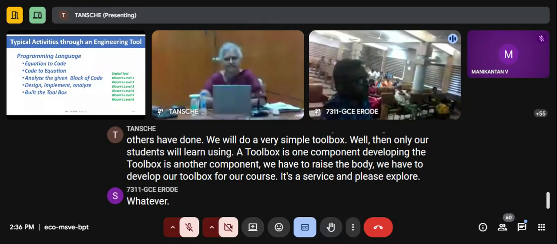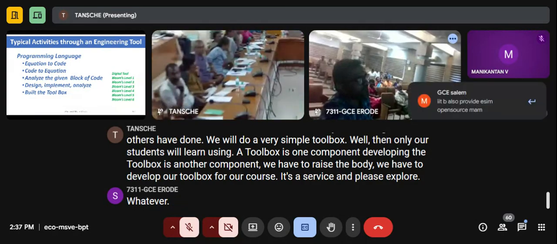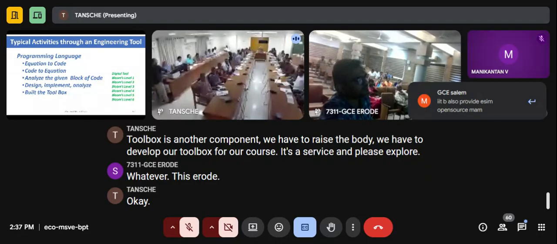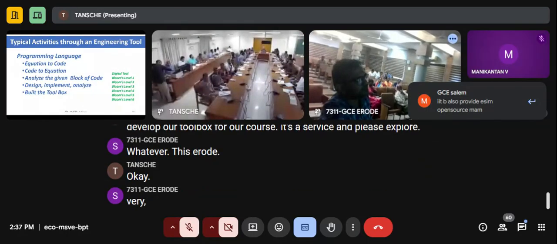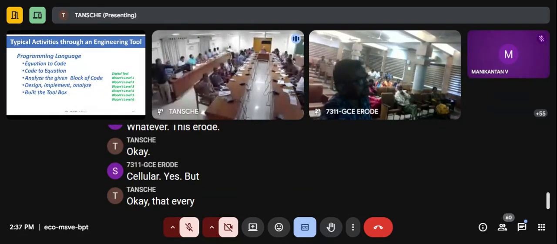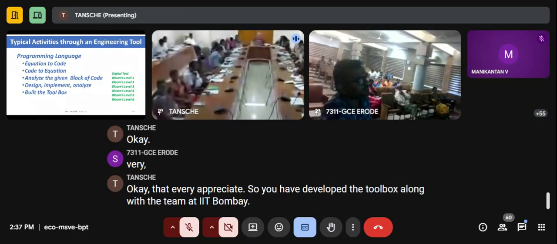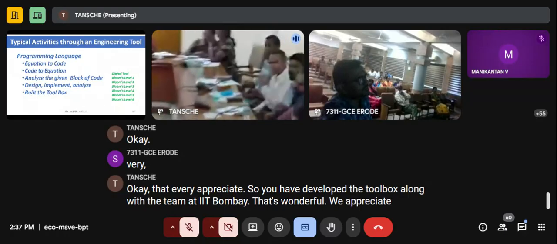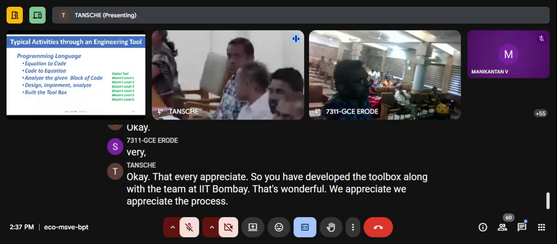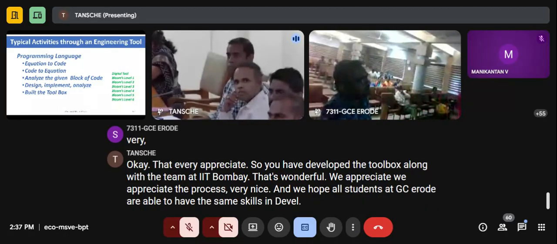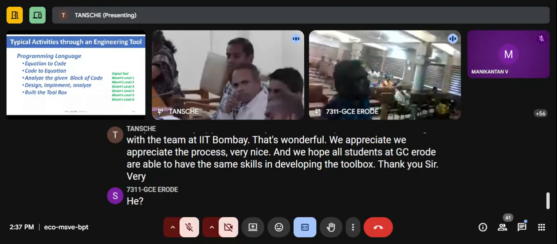Madam, the toolbox was developed by me. I am one of the team members. GCE Road. Okay. Yes, madam. Okay, sir, we appreciate. So you have developed the toolbox along with the team at IIT Bombay. That's wonderful. We appreciate the process. Very nice. GCE Road are able to have the same skills in developing the toolbox. Thank you, sir.